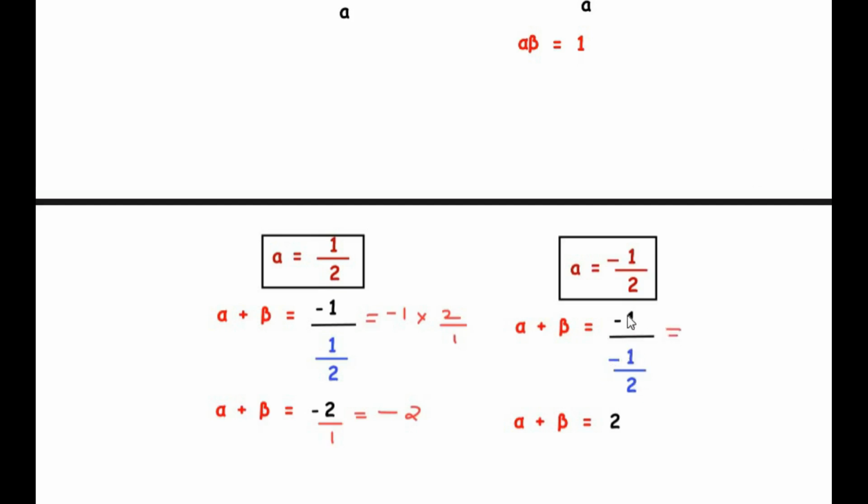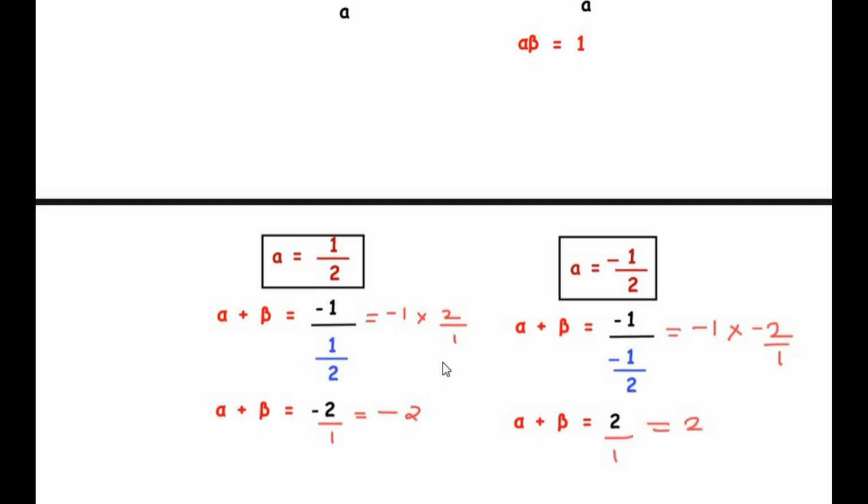Now here, the numerator negative 1 stays the same, the division becomes multiplication, and in minus 1 over 2, this fraction flips, giving us minus 2 over 1. Now minus 1 times minus 2 gives us plus 2 over 1, or plus 2. So here we can see that if we take a equal to minus 1 over 2, we get a positive sum of zeros, that is positive 2.